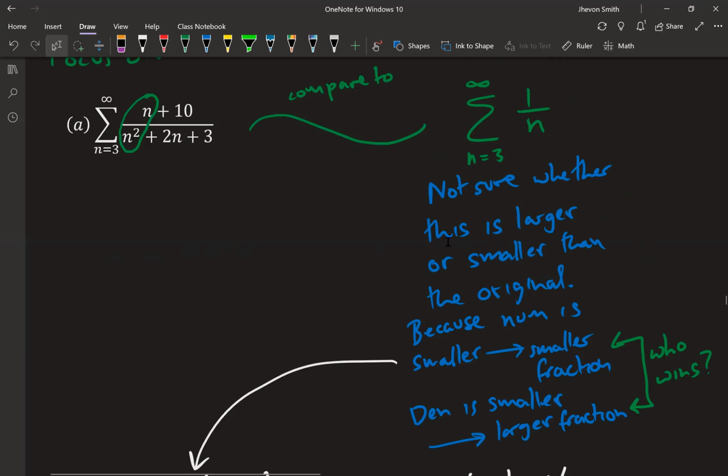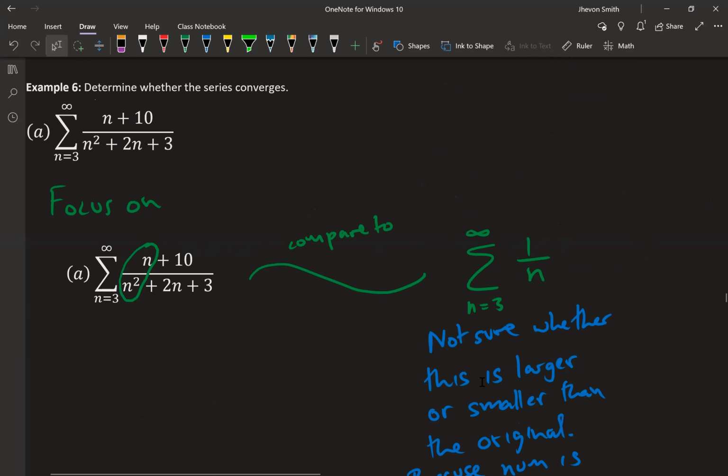Right? So I see a guy like this. That's too complicated, too much stuff going on. So I want to simplify. How can I simplify? Well, just ignore all the lower powers, because if I'm going off to infinity, they're not going to matter. If I do that, I get this guy.